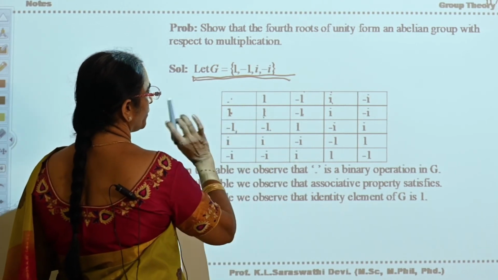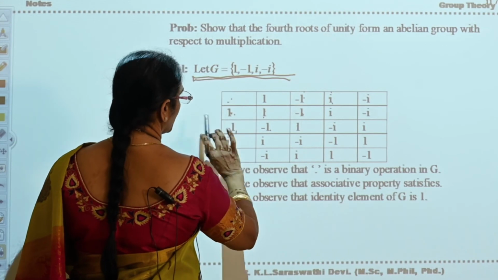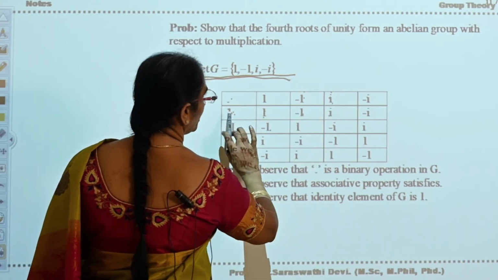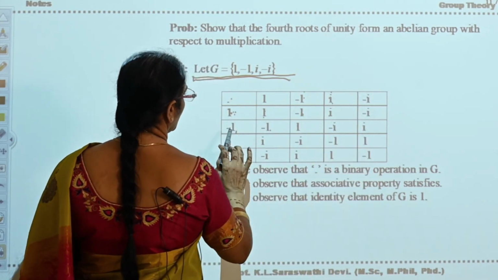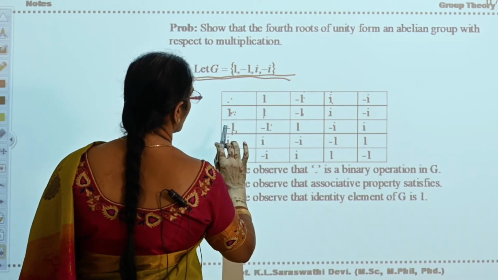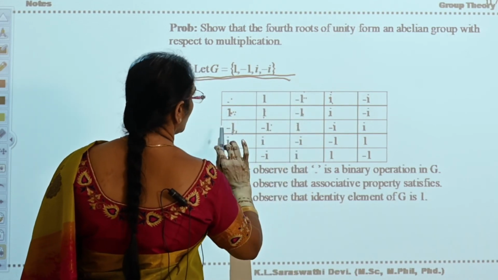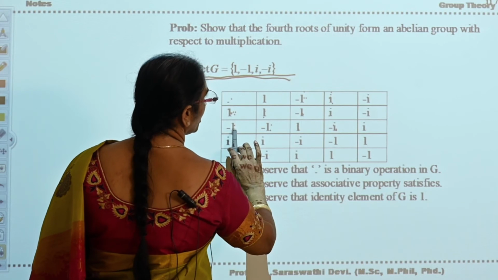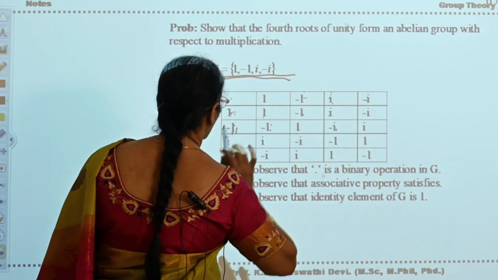1 into 1 is 1. 1 into minus 1 is minus 1. 1 into I is I. 1 into minus I is minus I. Minus 1 into 1 is minus 1. Minus 1 into minus 1 is 1. Minus 1 into I is minus I. Minus 1 into minus I is I.